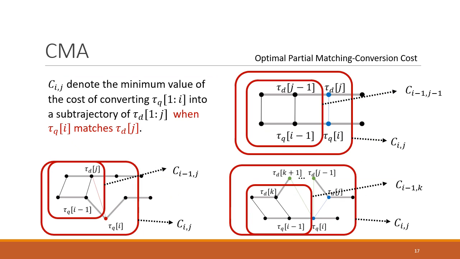To solve the problem of finding the optimal subtrajectory matching, we introduce a concept called optimal partition matching conversion cost, Cij. Cij denotes the minimal cost of converting tau qij into a subtrajectory of tau dij. When tau qi matches tau dj, we can use dynamic programming to compute Cij. The example in the figure illustrates the computation process of Cij, where Cij is the minimal value obtained from these three cases.